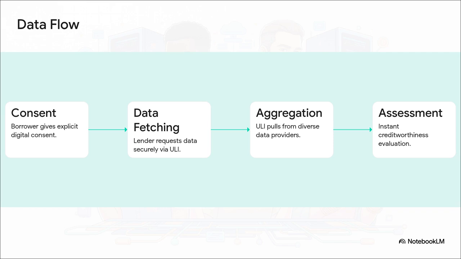Step 1 is the consent application. You, the borrower, apply for a loan and provide explicit digital consent for the lender to access your data. Step 2 is data fetching. The lender's system sends a secure request straight through the ULI platform.